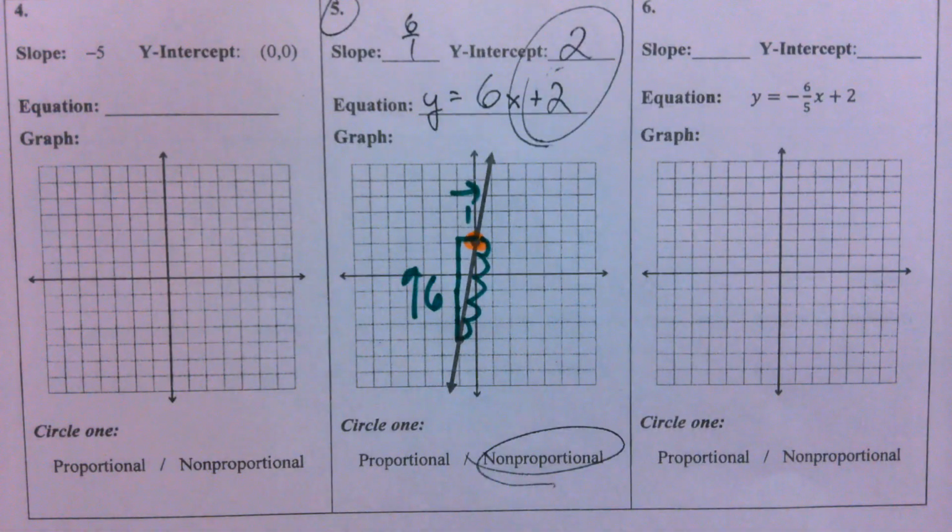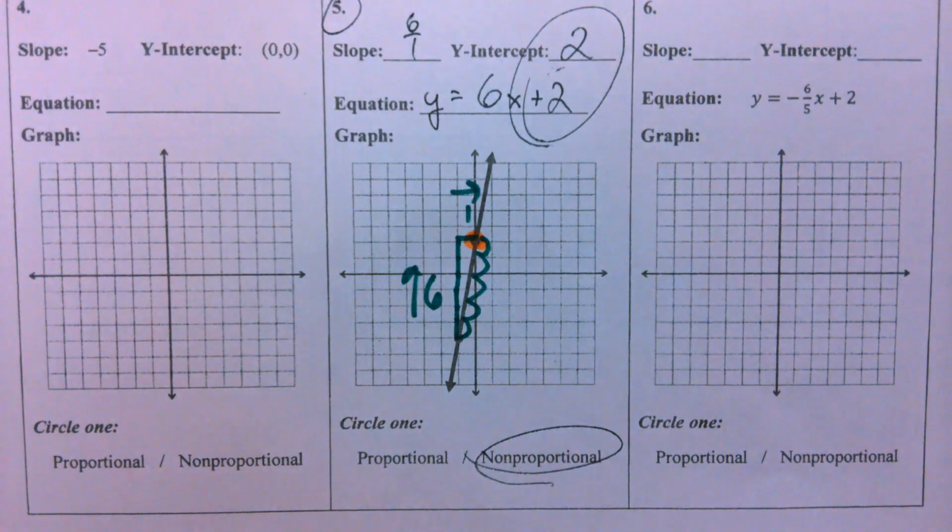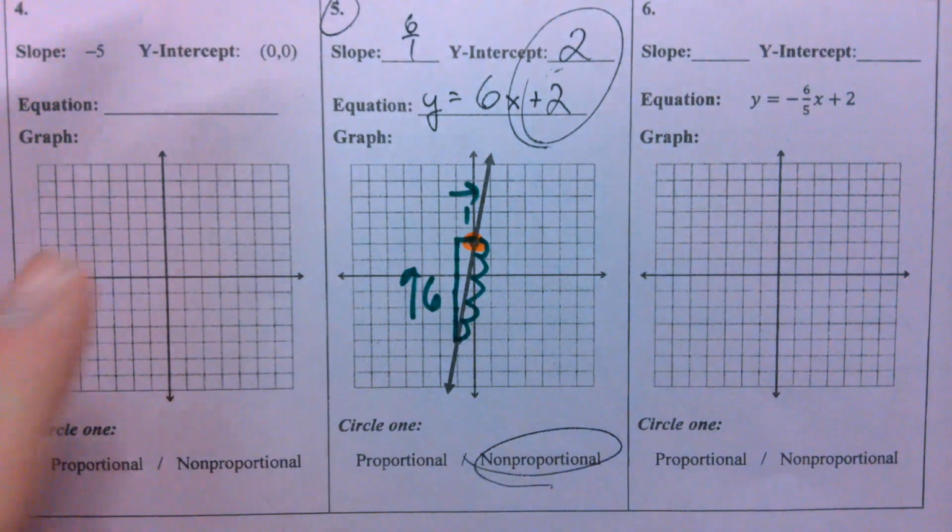That sound good on number 5? That one's a little hard because it's a really vertical-ish line. We've got to make sure that we're drawing our slope triangle whenever we can. The bumps, like I said yesterday, can get confusing, so just do your lines up and over.